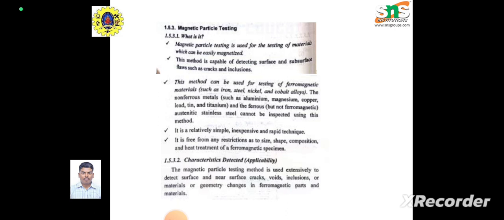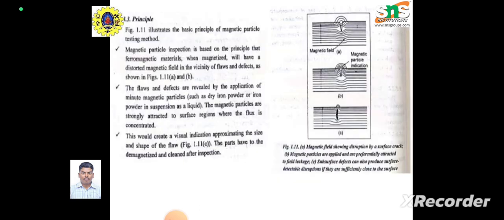So the applicability of this testing method is that magnetic particle testing is used extensively for detecting surface and near-surface cracks, voids, inclusions or material geometry changes in ferromagnetic materials. This is the diagram which illustrates magnetic particle testing. How do we use it to identify the magnetic field?